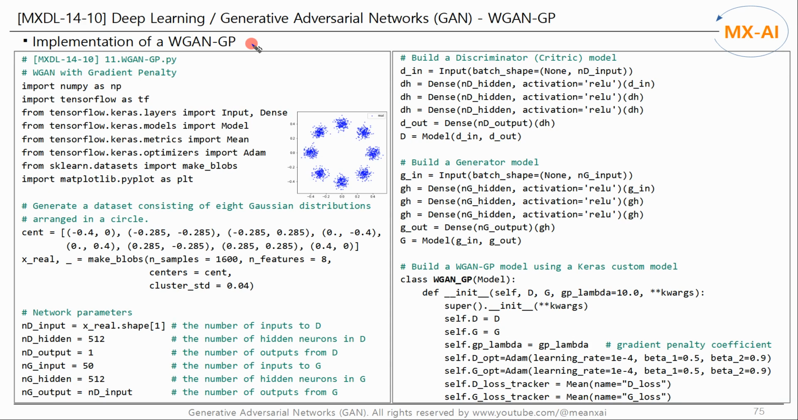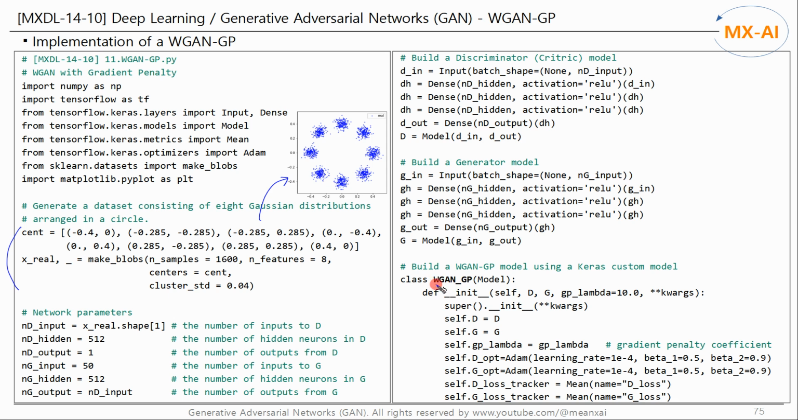Now let's implement a WGAN-GP model in code. Generate a dataset consisting of 8 Gaussian distributions arranged in a circle like this. This code is very similar to the code we used previously in WGAN. Let's just look at the parts that have changed from before.